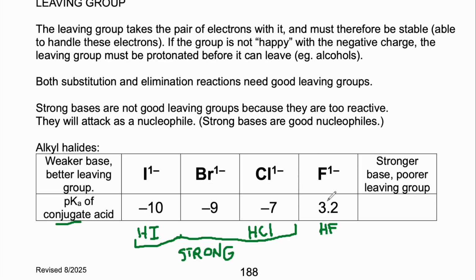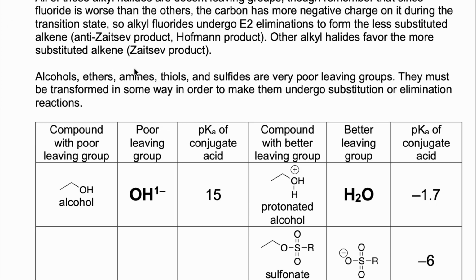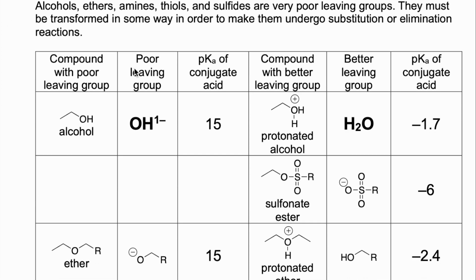Fluoride is the worst leaving group because it is a stronger base than any of the other halogens. Iodide is the best leaving group because it's the weakest base of all the halogens. However, all of the halogens are pretty good leaving groups. None of the halides are very strong bases. All of them are fairly strong acids. Even hydrofluoric acid is pretty strong compared to some of these other ones with pKa's not 3 but like 15 over here.